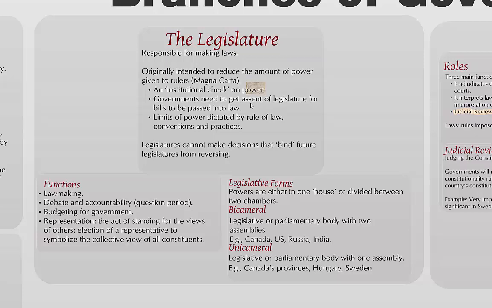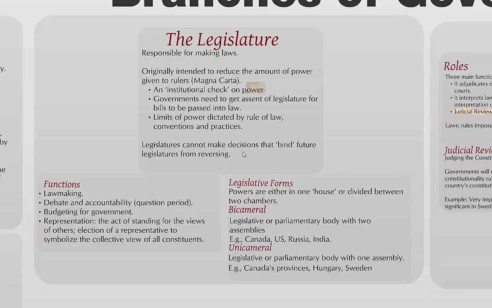So governments needed to get assent from the legislature for their bills to be passed into law. And the limits of power here is dictated by the rule of law, convention, and practices. So what the parliament, the legislature, can do is going to vary slightly from country to country in how they pass laws and so on and so forth. And I'm talking again about democratic countries.